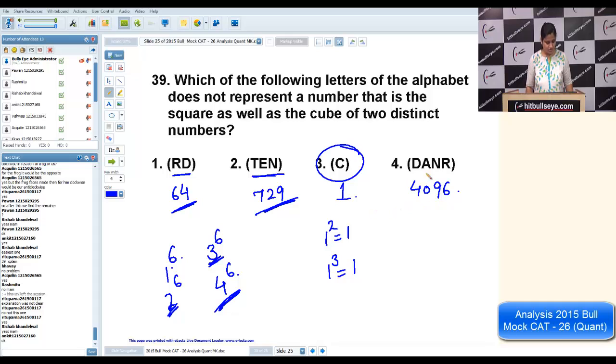Is it okay now? No need to solve the whole thing. You got it, Rituparna? Okay. Let us move.